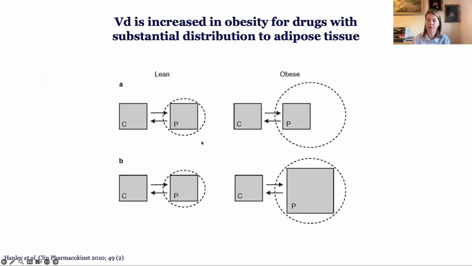If you have, on the bottom side, a drug that readily does distribute into adipose tissue, you can see that the volume of distribution will markedly increase in obesity. So here, the distribution of the drug will extensively change for patients with obesity.